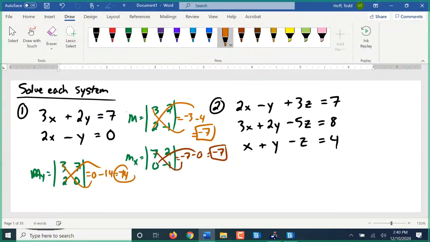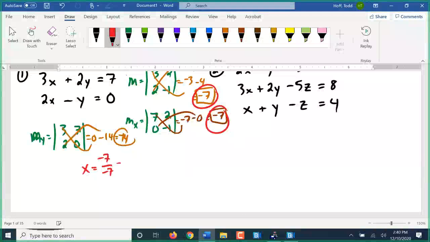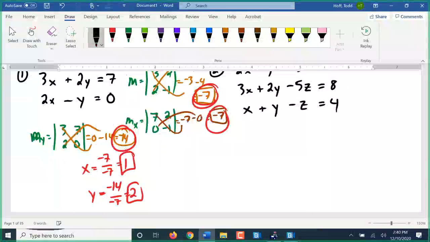So now for our values, x is negative 7 over the base of negative 7, which is 1. Y is negative 14 over the base of negative 7, which is 2. So the solution to this system is 1, 2.